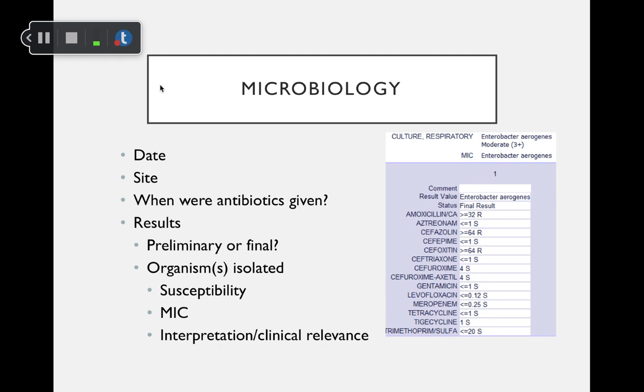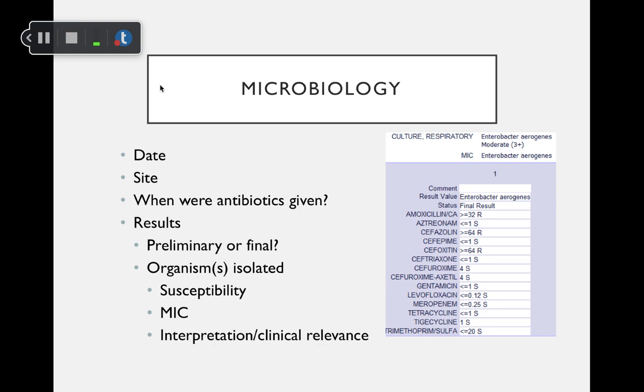Microbiology is another important part of the chart. It's important to keep accounted for the date that these were collected, the site they were collected. So was it a blood culture? Was it a sputum culture? Was it a urine culture? Those are important things to remember and note. Also important to look at, when were the antibiotics given? Were they before or after the cultures were drawn? You'd be surprised how many times those get messed up.